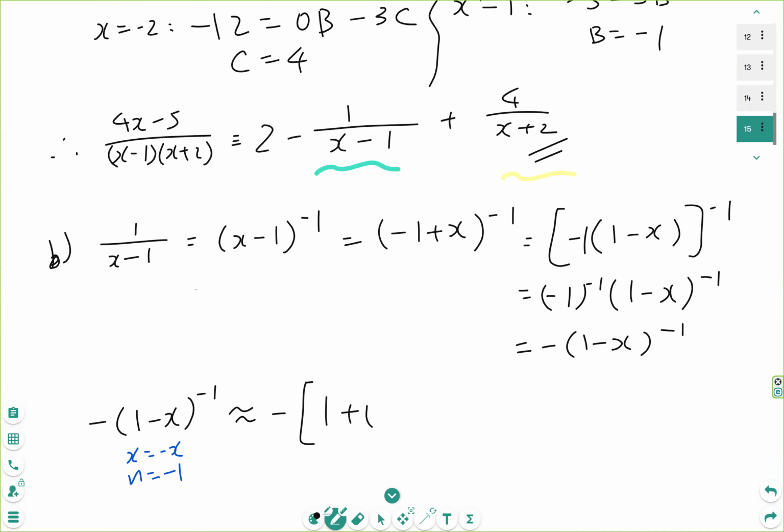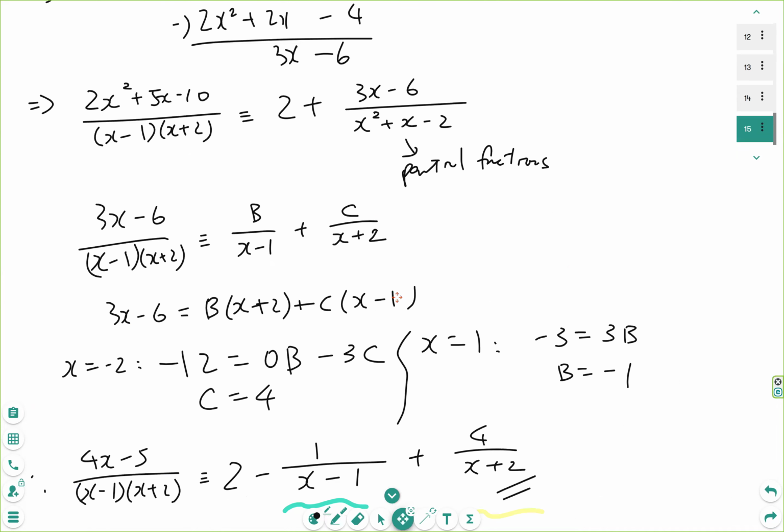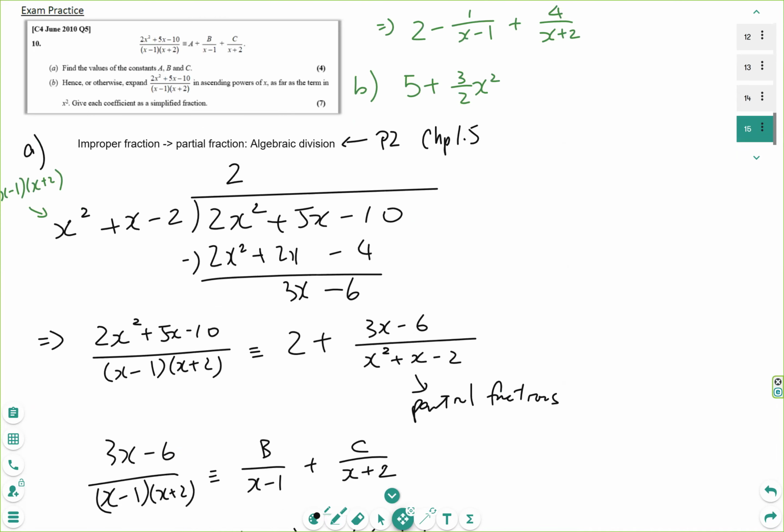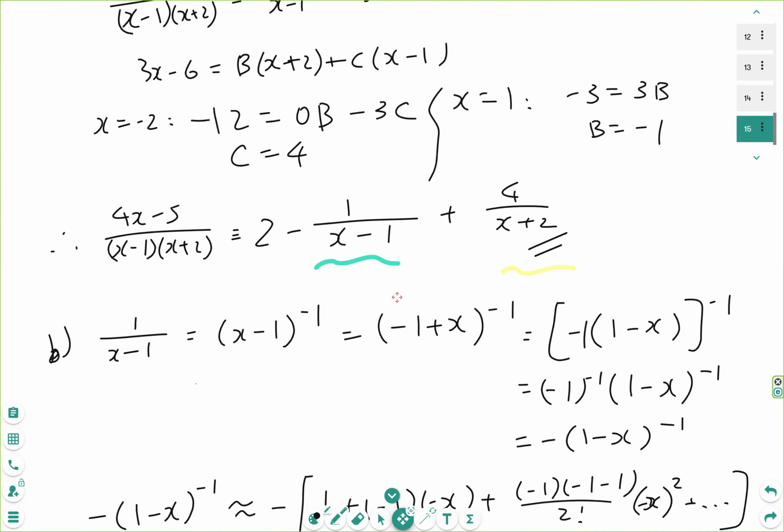So n x, plus n times n minus 1 over 2 factorial x squared. I just need to do up to the x squared term, right? Yes, 7 marks. That's why you can imagine 7 marks. Okay, that's quite a lot of things to do in here.